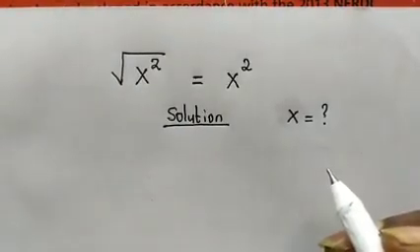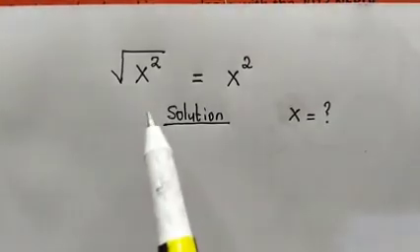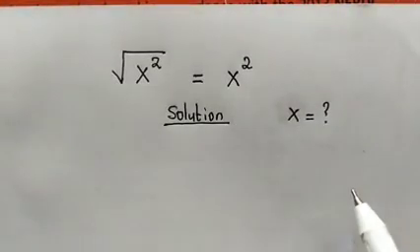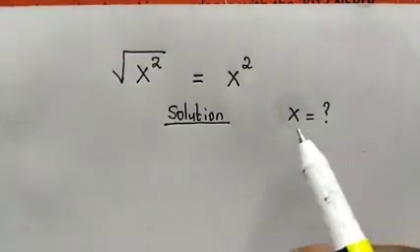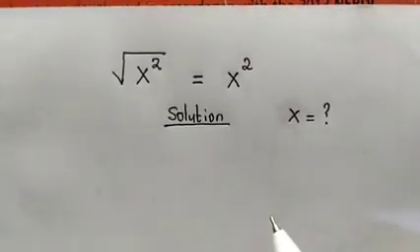Today we have this interesting equation. About 95% of people got this wrong. We have the square root of x squared is equal to x squared. Our goal is to solve for all possible real values of x that will satisfy this equation.